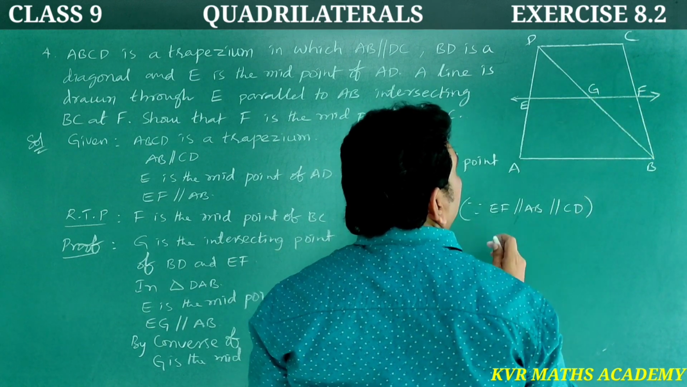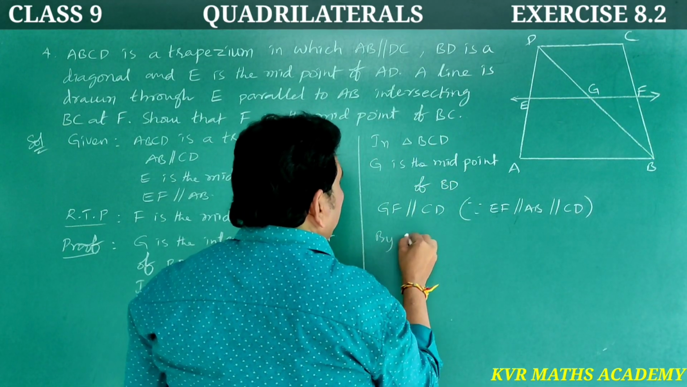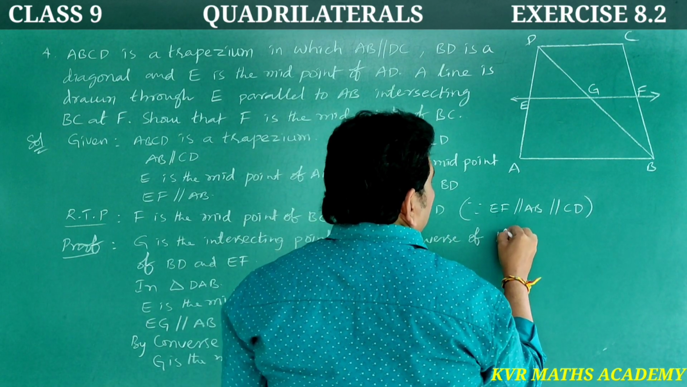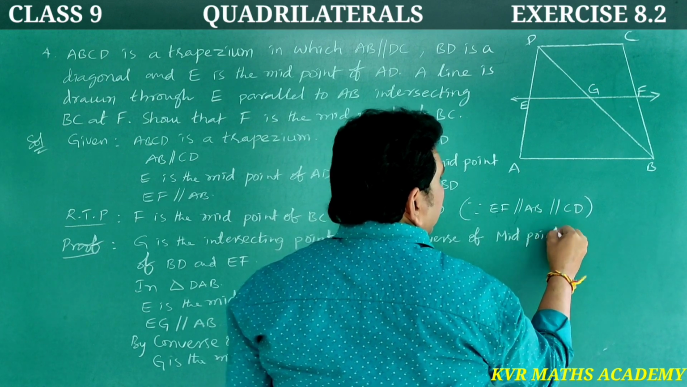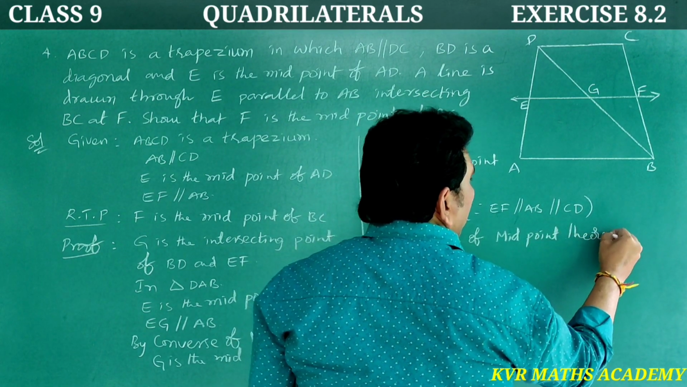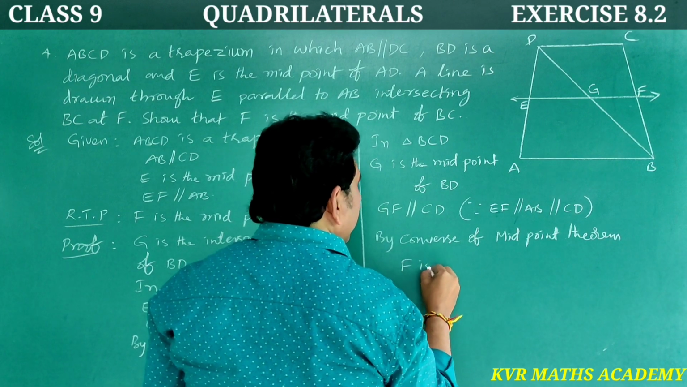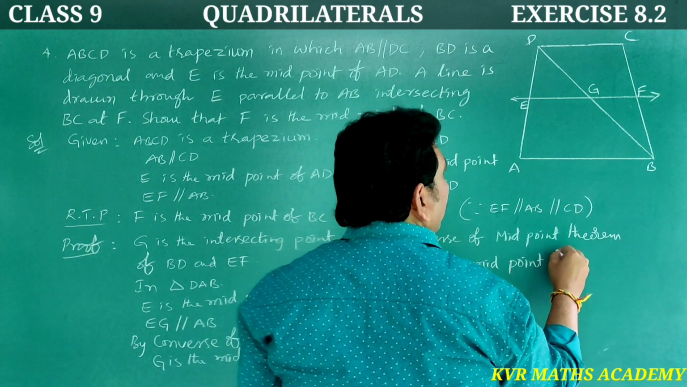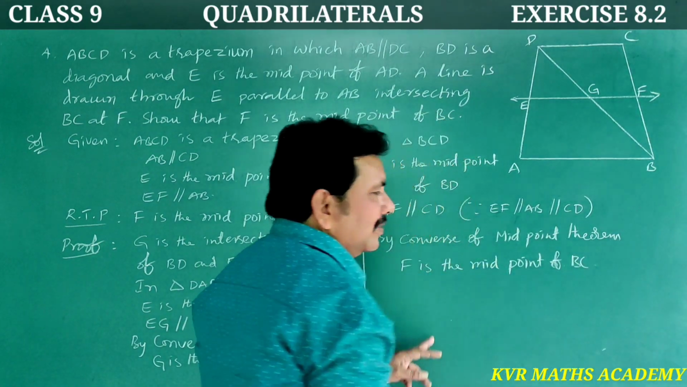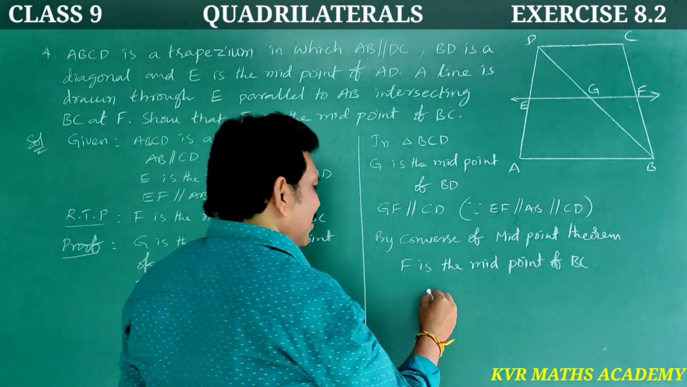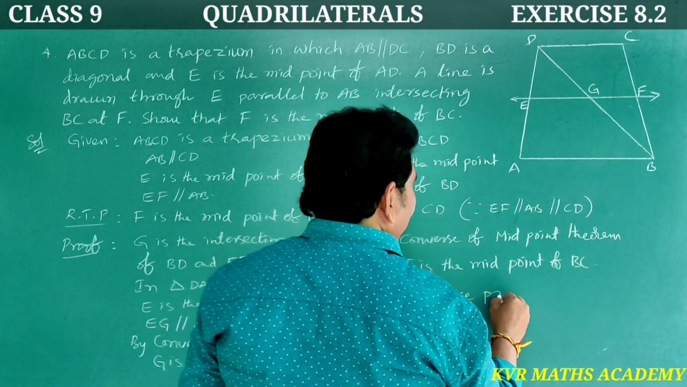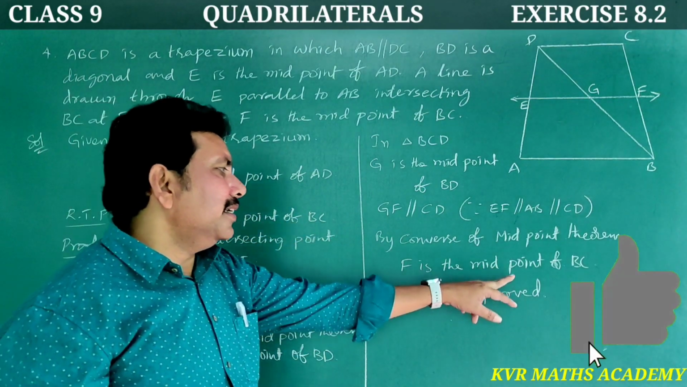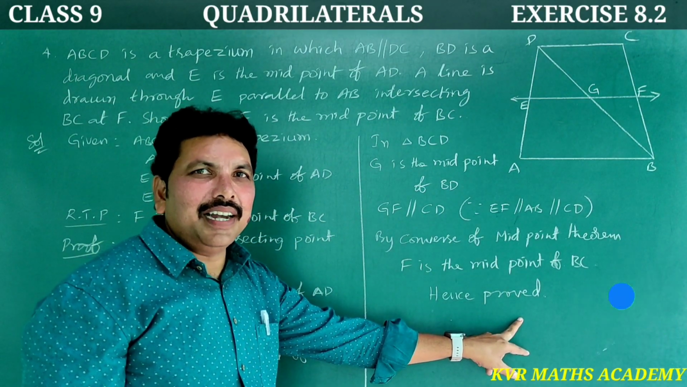midpoint theorem, F is the midpoint of BC by converse of midpoint theorem. F is the midpoint of BC. Have you understood clearly? Finally, hence proved. That is what we wanted: F is the midpoint of BC. Yes, we have proved. Is it clear? Note it down.